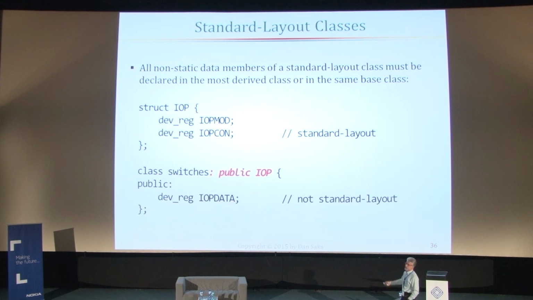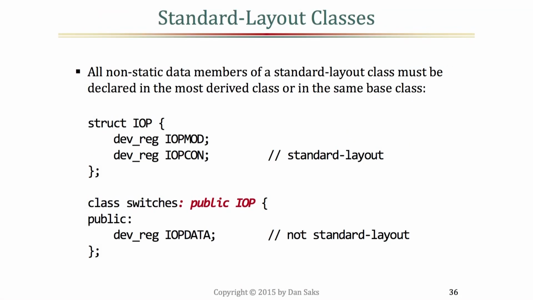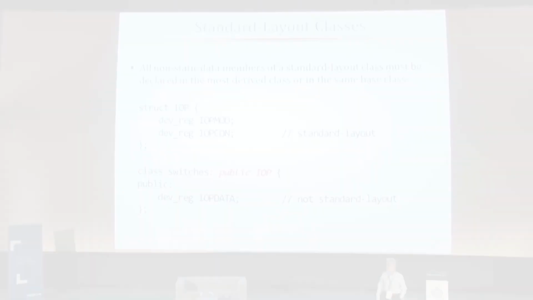Here's an example where we have a base class. It could be that you want to collect all the registers, the physical layout, into a struct, and then you can derive a class from that struct and put member functions in there. And that'll work as long as you don't add any more data members. The requirement is that all of the members have to be either in the same base class, or they have to be in the most derived class. But as soon as you divide them up at different levels in the hierarchy, now it's not standard layout anymore.